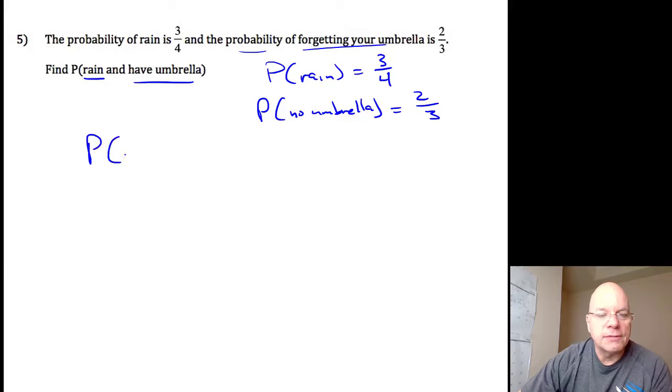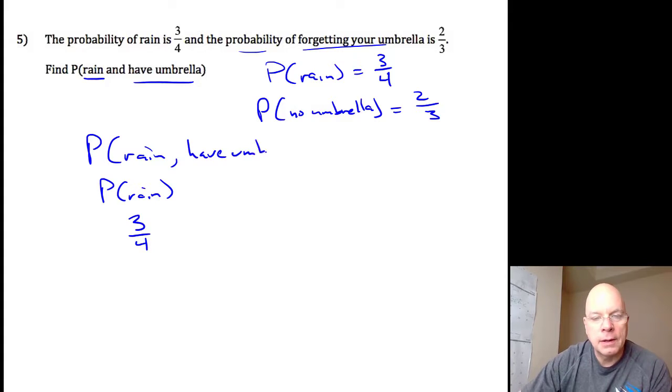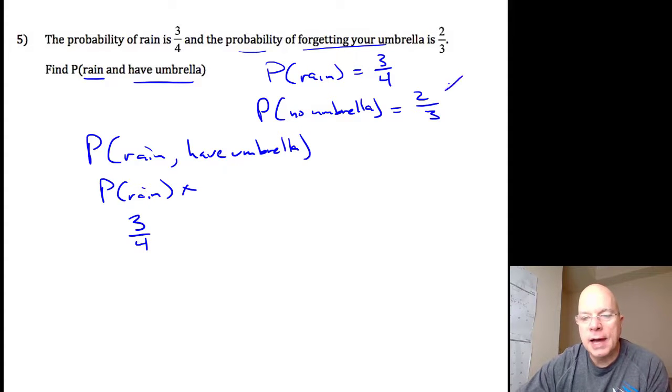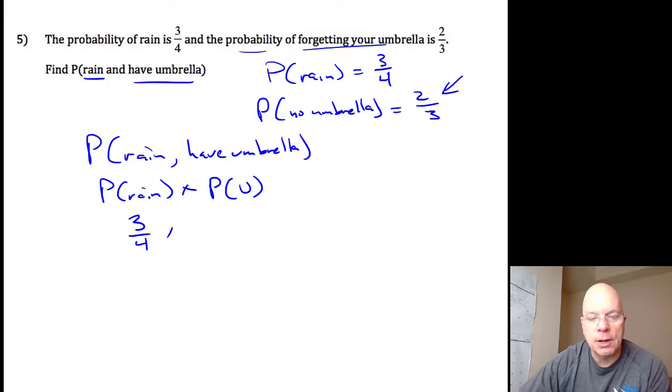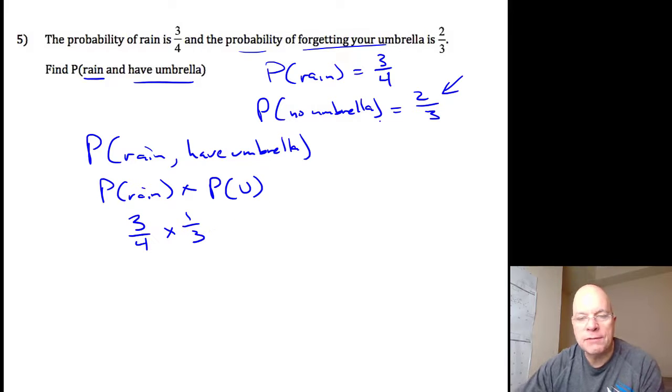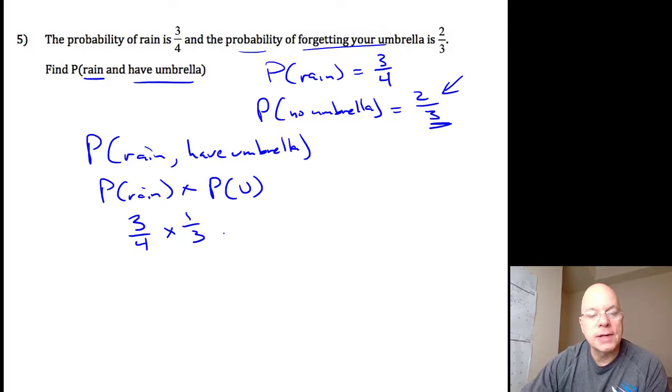So you have to be careful here. You have to realize that they asked us for the probability of rain, which we know directly, 3/4. But having your umbrella, we have to calculate indirectly using the idea of complements. If there's a 2/3 chance I will not have my umbrella, there must be a 1/3 chance of having my umbrella. If I'm going to forget it 2/3 of the time, I'll remember it 1/3 of the time. So that's the idea of complements, which we explored early in this unit.